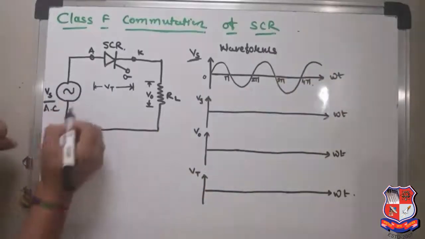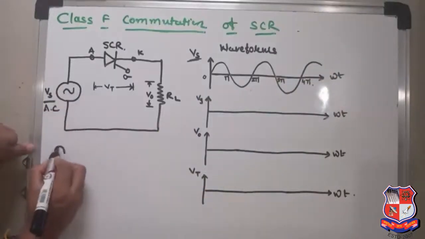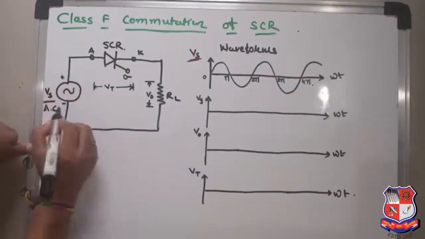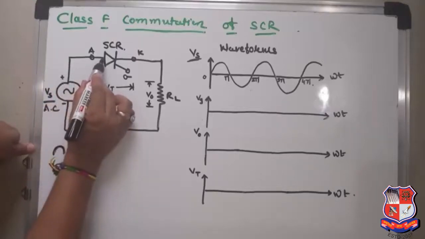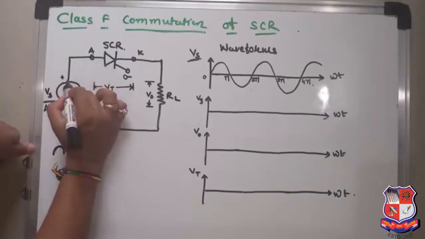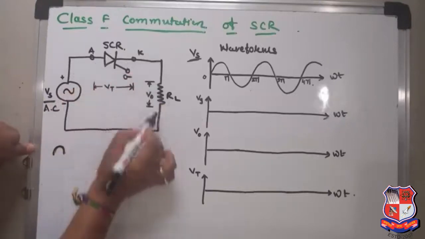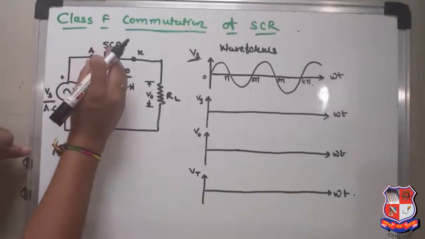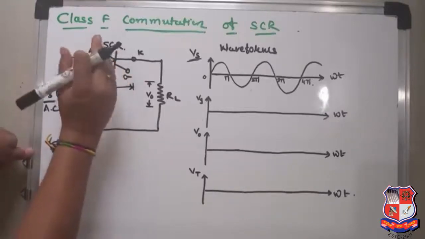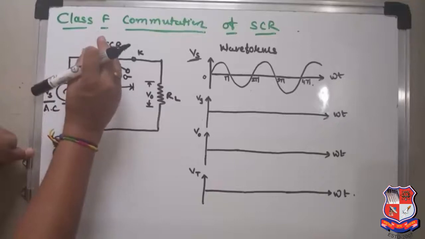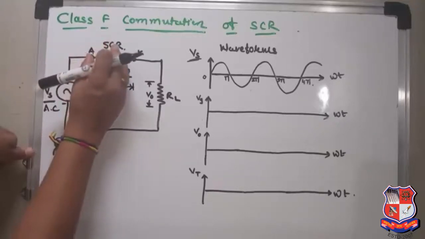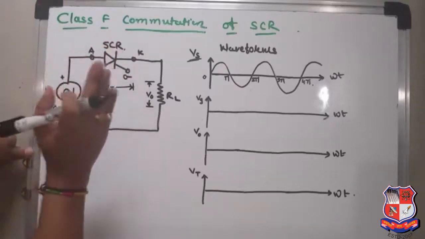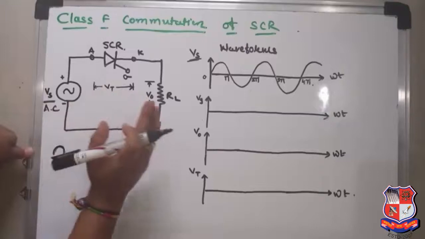Now during the positive half cycle, what will happen? Here is positive and here is negative. So the anode of the SCR is getting positive and the cathode is getting negative. So now the SCR is forward biased, which means the SCR is in the forward blocking state. That means the SCR is forward biased but still does not allow the flow of current through it, as the gate signal is absent or insufficient.